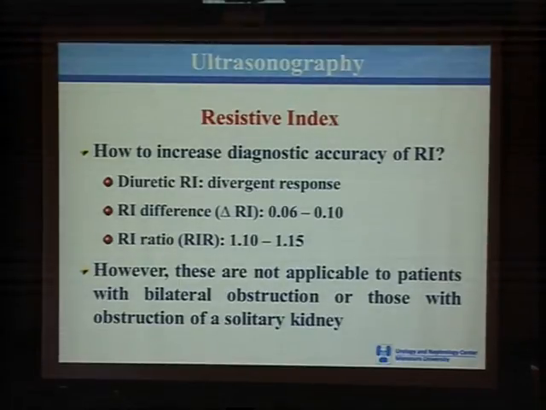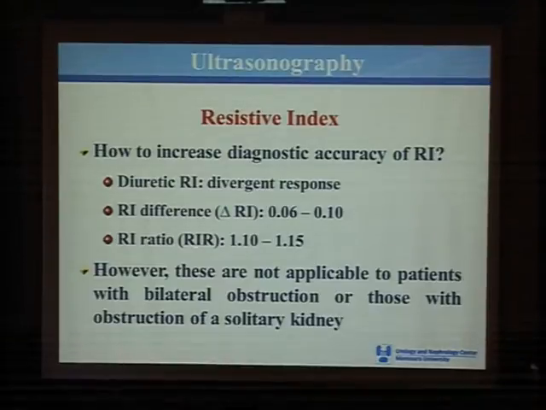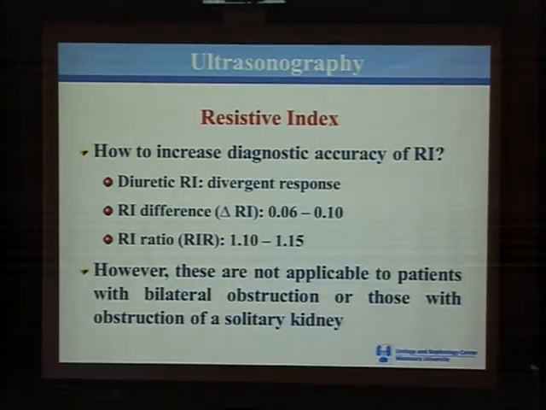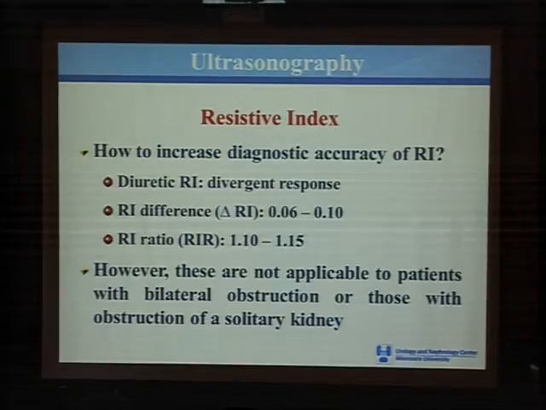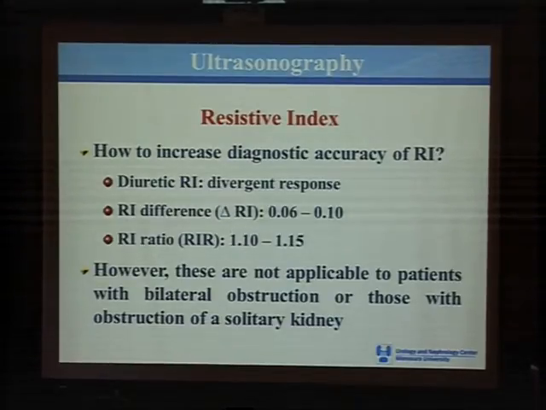Another approach is we calculate the renal resistive index ratio. What does it mean? Resistive index of the obstructed divided by resistive index of the normal kidney. We call it RIR, renal resistive index ratio, and the normal range varies between 1.1 to 1.15. If it is more than this, it indicates the presence of obstruction.